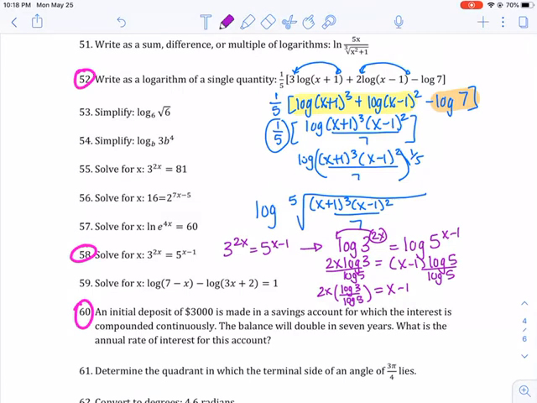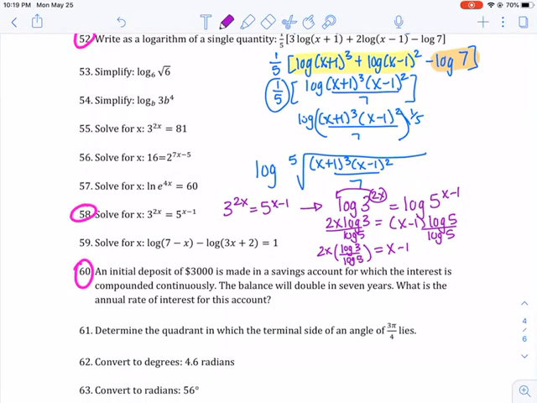Okay, so all in the calculator. You do 2 times log 3 divided by log 5. And that's with an x. Wait, I feel like I don't have my calculator. Hang on. Let me grab it.